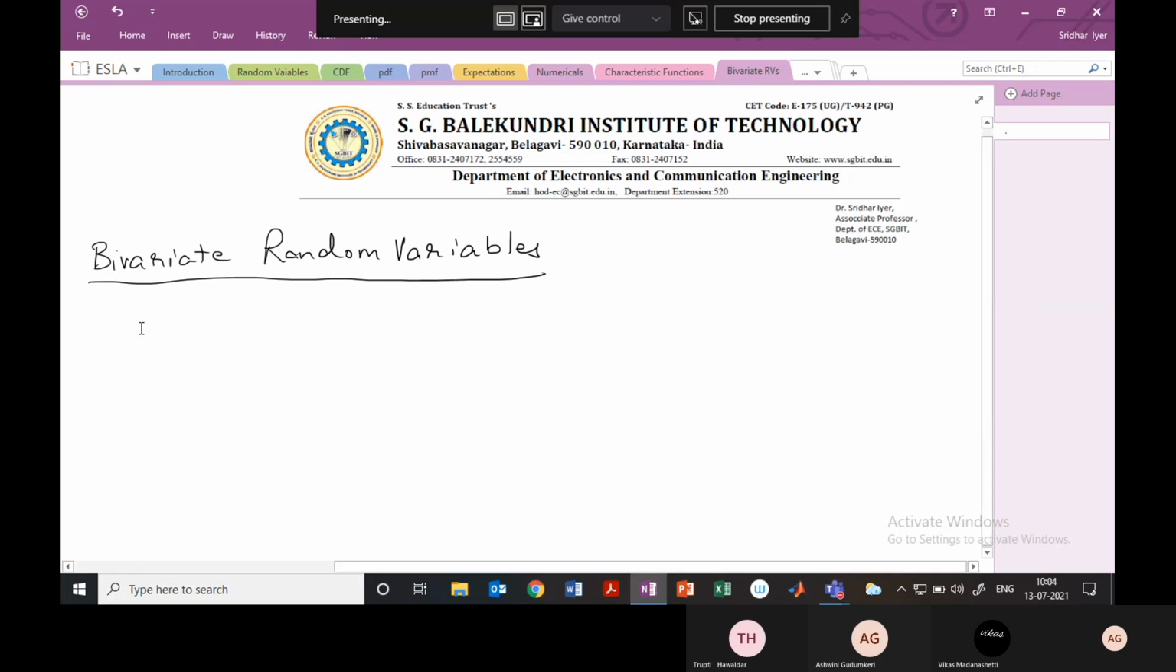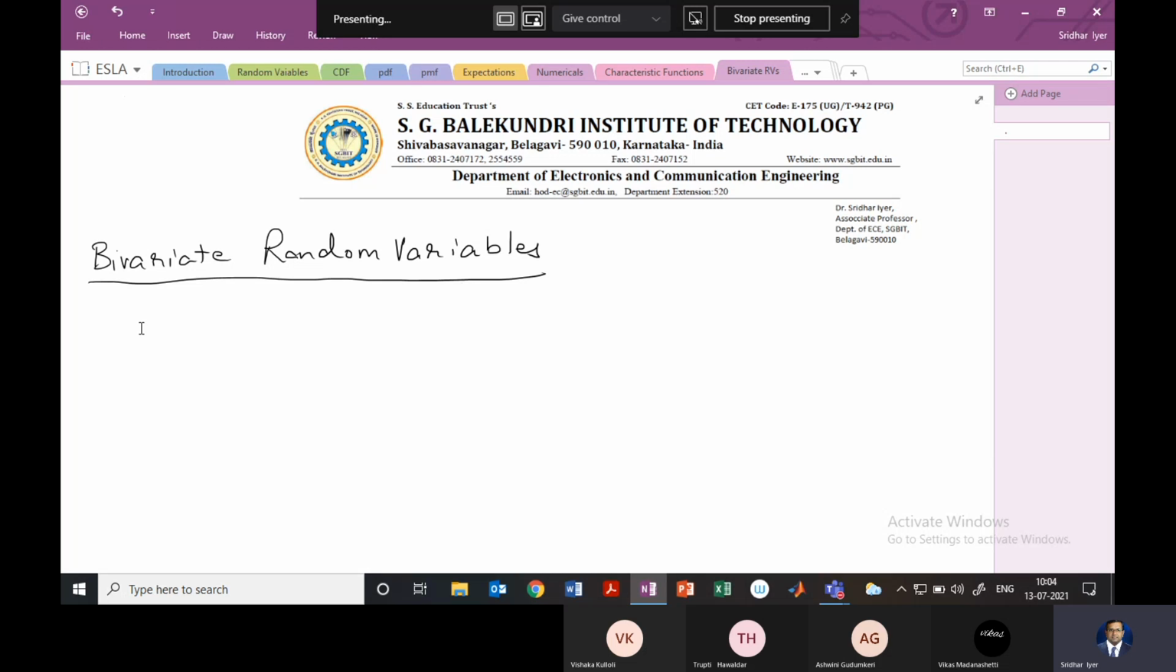So good morning students, let's start with module 2. I have already given you the basic idea of what module 2 is. It is going to deal with multiple random variables. Specifically, we are going to deal with bivariate random variables. As you can see on the screen, I've written bivariate random variables. So we'll be dealing with two random variables at the same time.